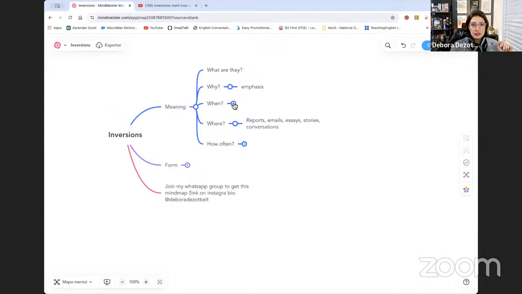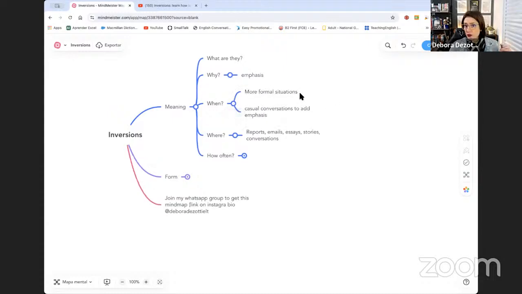When do you use it? You use it in more formal situations. So again, when you're writing reports, emails, essays, stories, but you can also use it in casual conversations when you want to add a little bit of emphasis or more drama to your sentences, then you are allowed to use inversions. But how often can you use inversions, or how often should you use inversions?